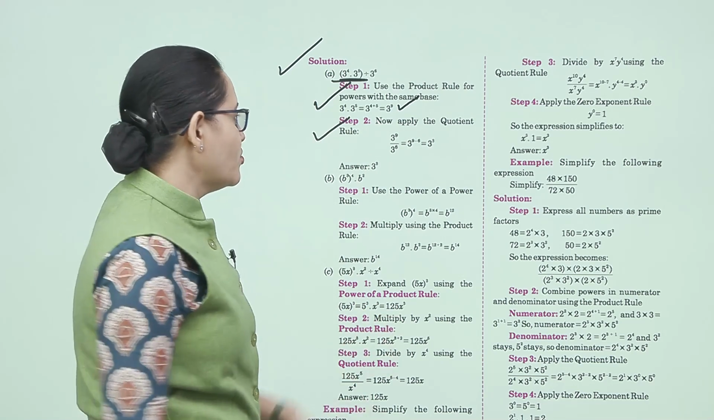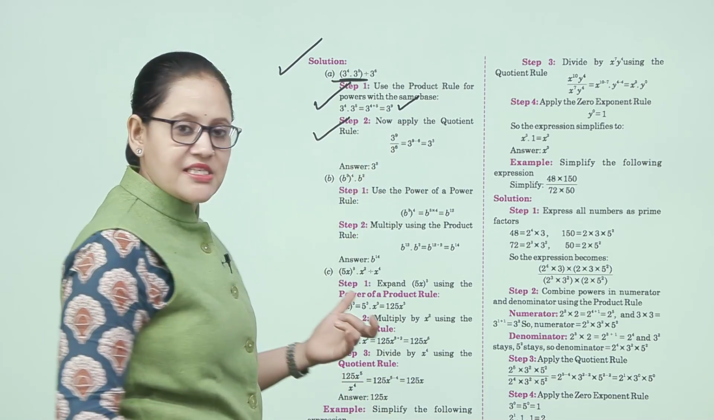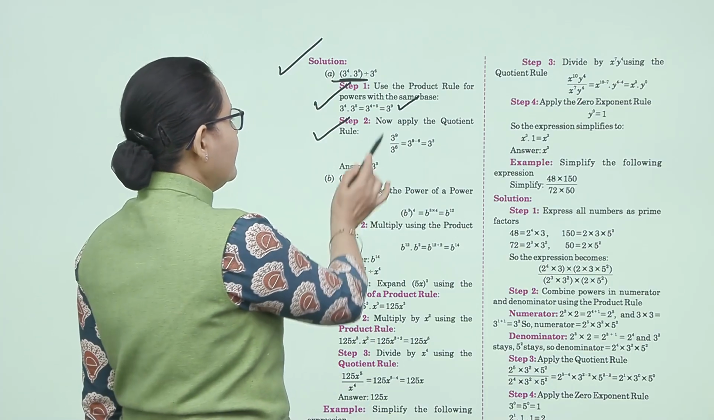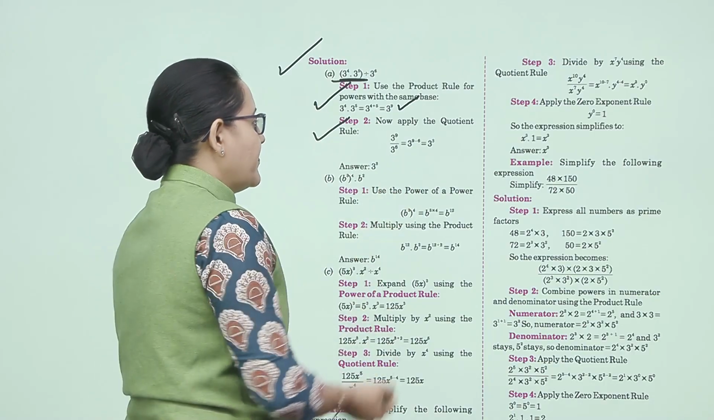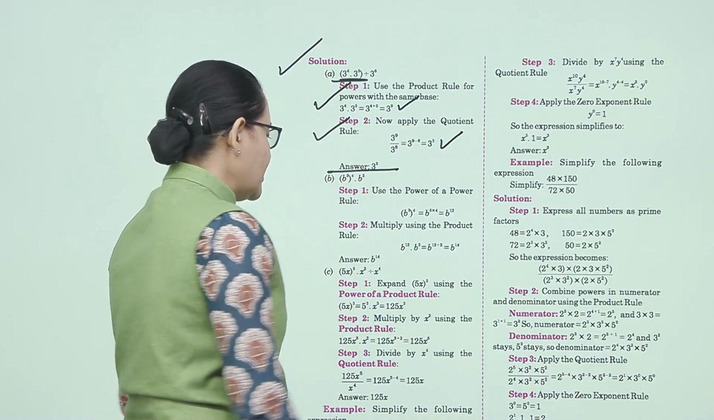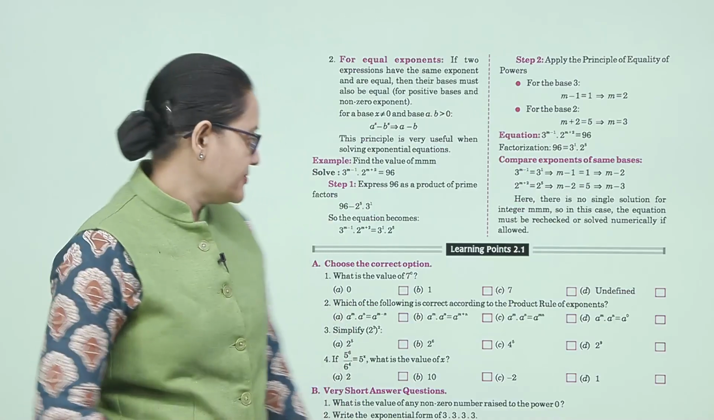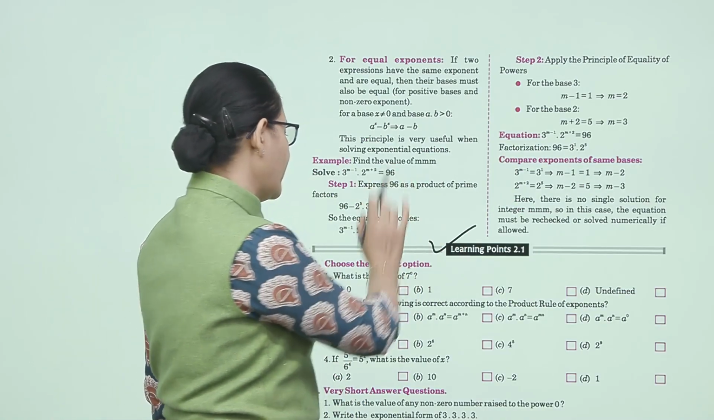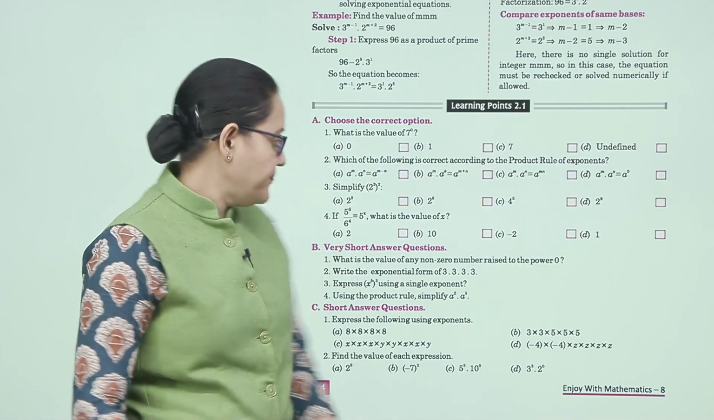Now apply the quotient rule. 3^9 upon 3^6. Here the base is the same. If we divide, the exponents get subtracted. So 3^(9-6) is 3^3. So the answer is 3^3. You have to practice all the examples given here. Next is learning point 2.1. All these questions are for your practice. Practice all the questions given here.